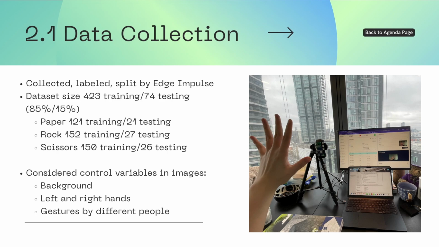I collected the images to make sure these different types of samples are included in the dataset. The third one is different gesture habits by different people. To overcome this problem, I also collected images with the help of my friends.